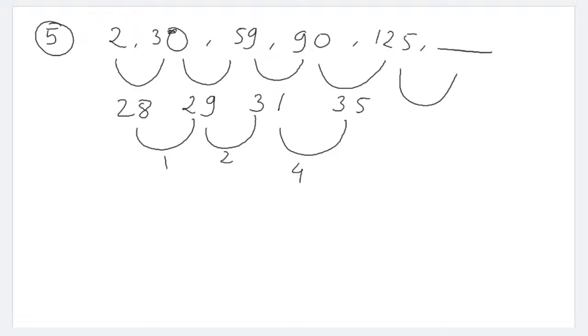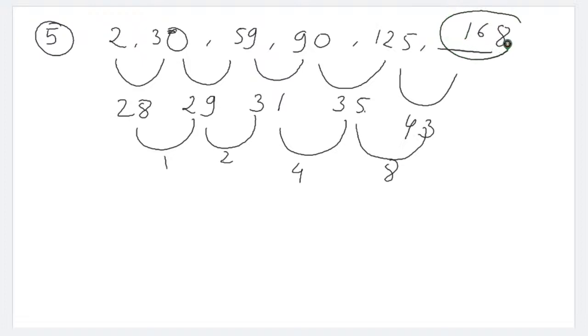1 into 2 becomes 2. 2 into 2 becomes 4. Now again we have to do double of 4, that is 8. So 35 plus 8 becomes 43. And 125 plus 43 becomes 168. 168 becomes your final answer.